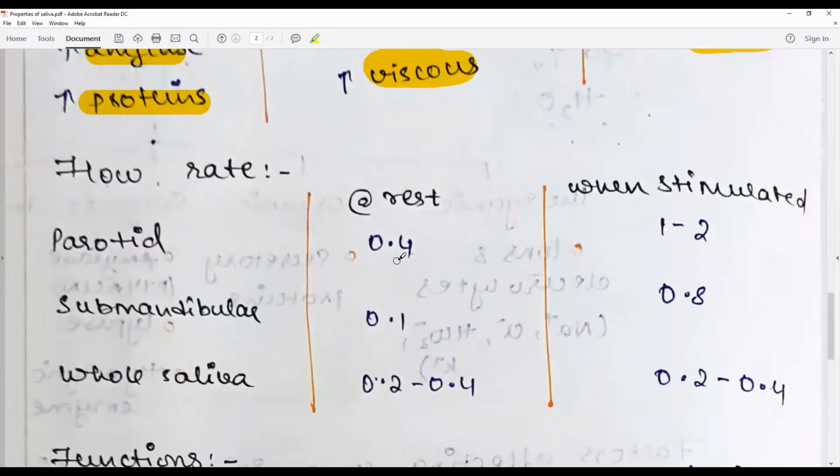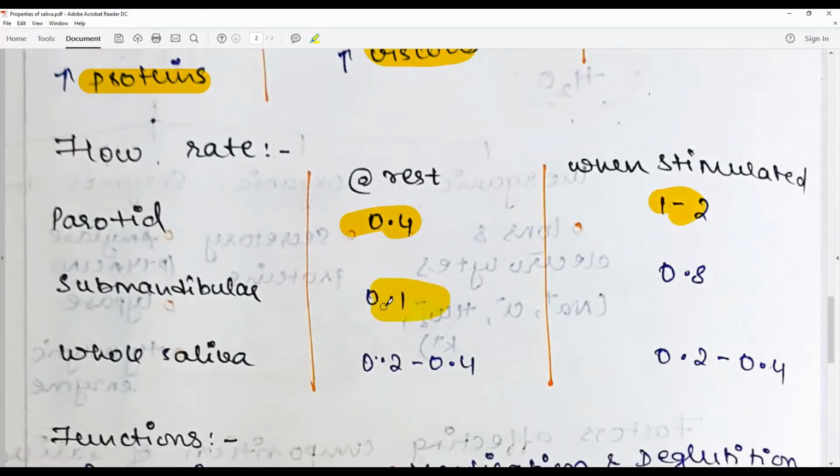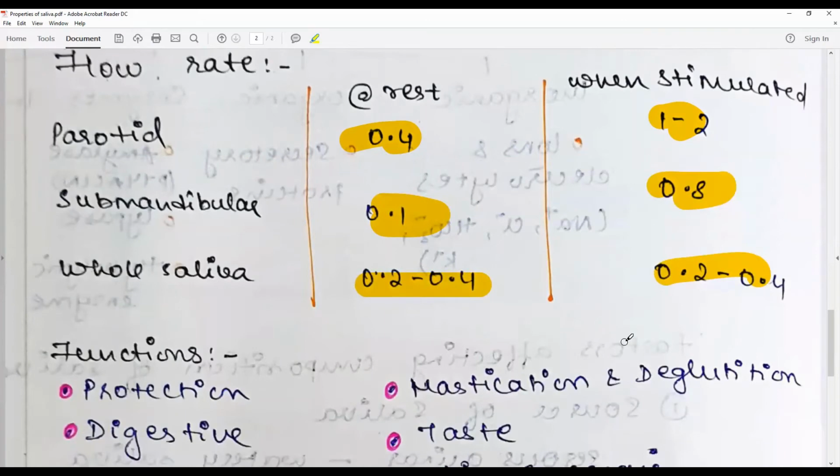The flow rate: parotid is about 0.4 ml per minute at rest, and when stimulated, about 1 to 2 ml. Submandibular is 0.1 ml at rest and 0.8 ml when stimulated. Whole saliva is about 0.2 to 0.4 ml at rest, and the same pattern remains when stimulated.